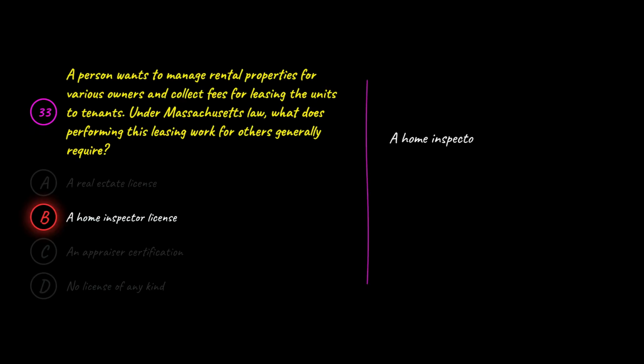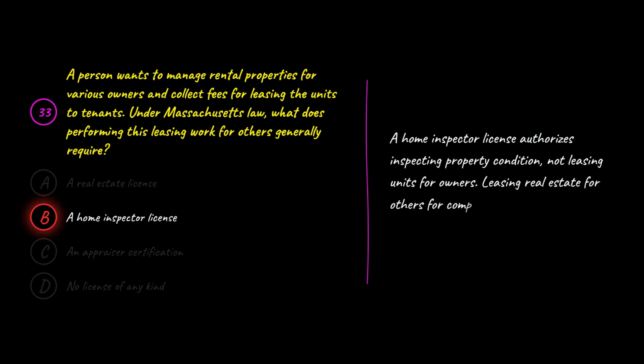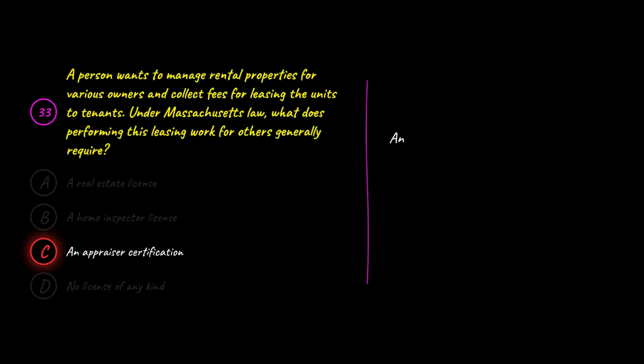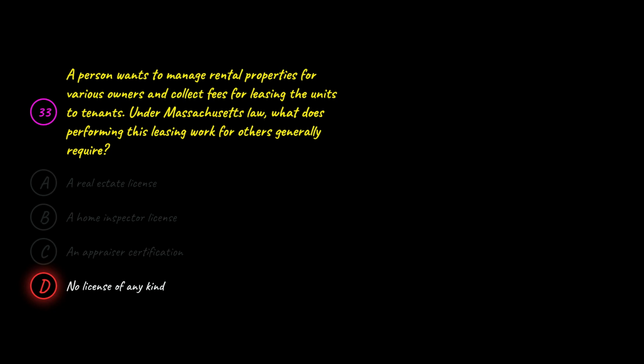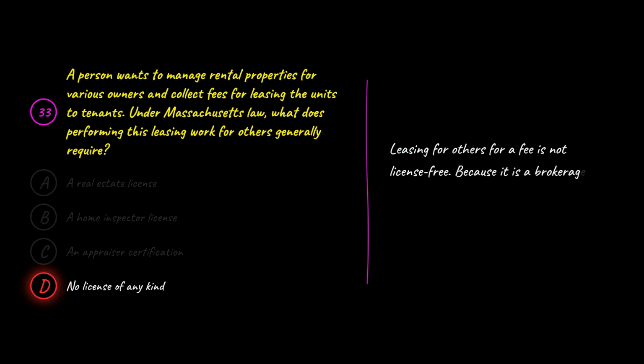B is wrong because a home inspector license authorizes inspecting property condition, not leasing units for owners. Leasing real estate for others for compensation requires a real estate license, not an inspector credential. C is wrong because an appraiser certification authorizes valuing property, not renting it on behalf of owners. The leasing work described is brokerage activity that calls for a broker's license, not an appraisal credential. D is wrong because leasing for others for a fee is not license-free. Because it is a brokerage activity, it generally requires a real estate license rather than no credential at all.